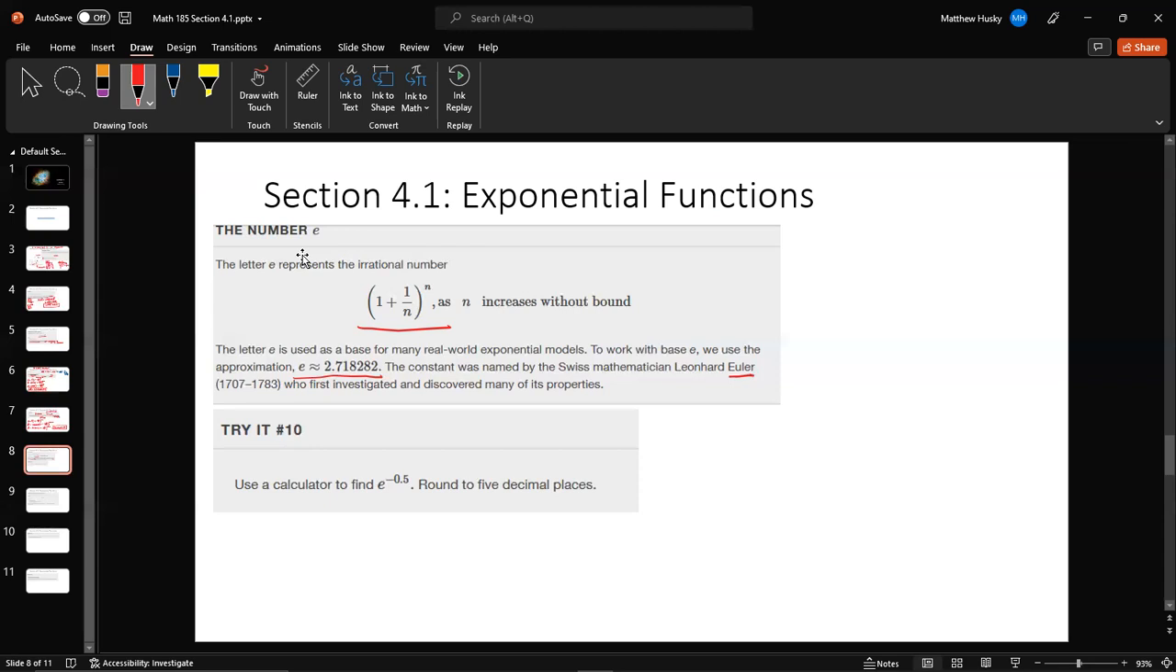So it's this kind of funky, wacky decimal here. They say use a calculator to find e to the negative 0.5 and round to 5 decimal places. When you do questions like this on your exam, this should be one where everyone gets this right. All you need to know is how to do this in the calculator, and there's no reason any one of you should get this question wrong.